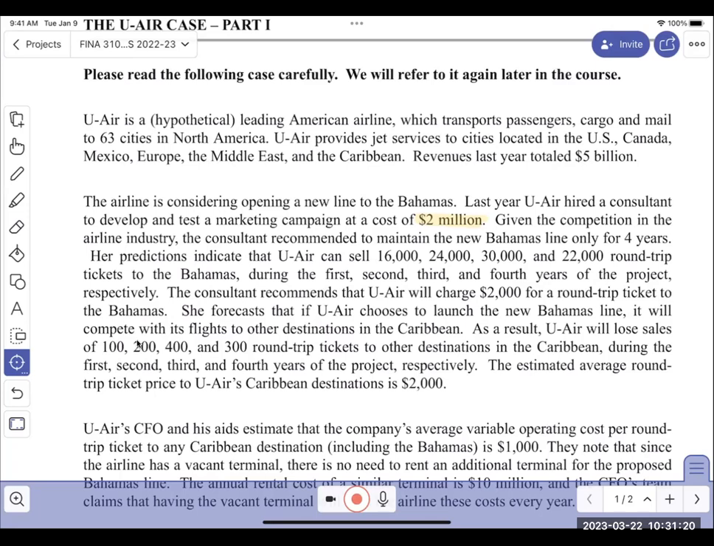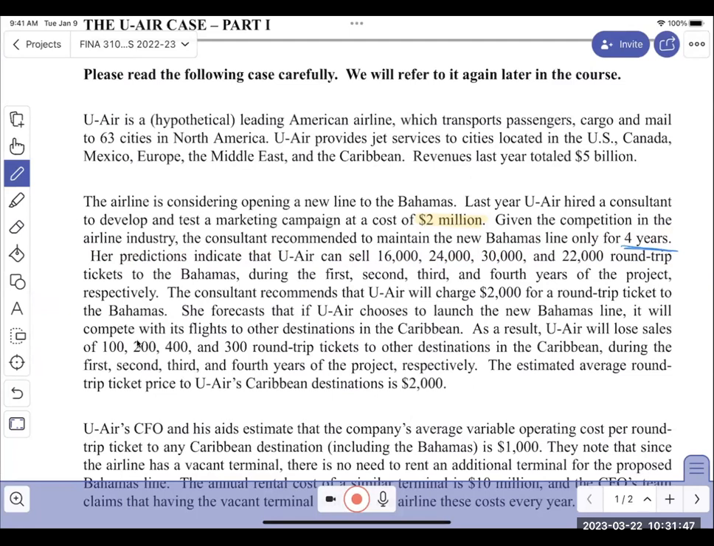No comments? Yeah, I'll leave that for you to think about. I can't just give you it all, right? Given the competition in the airline industry, the consultant recommended to maintain the New Bahamas line for only 4 years. So this is a number that I'm going to underline to remember. This is a 4-year long project. So it's going to have future cash flows that we have to compute.